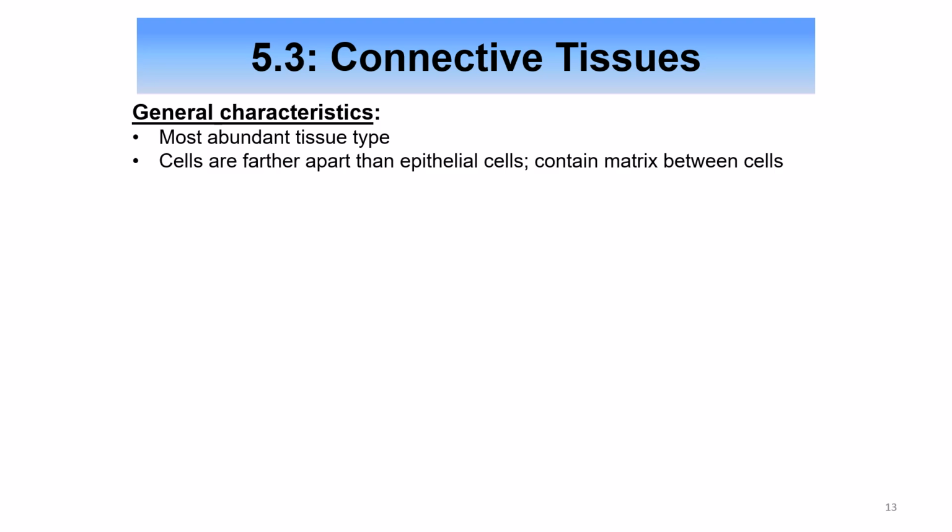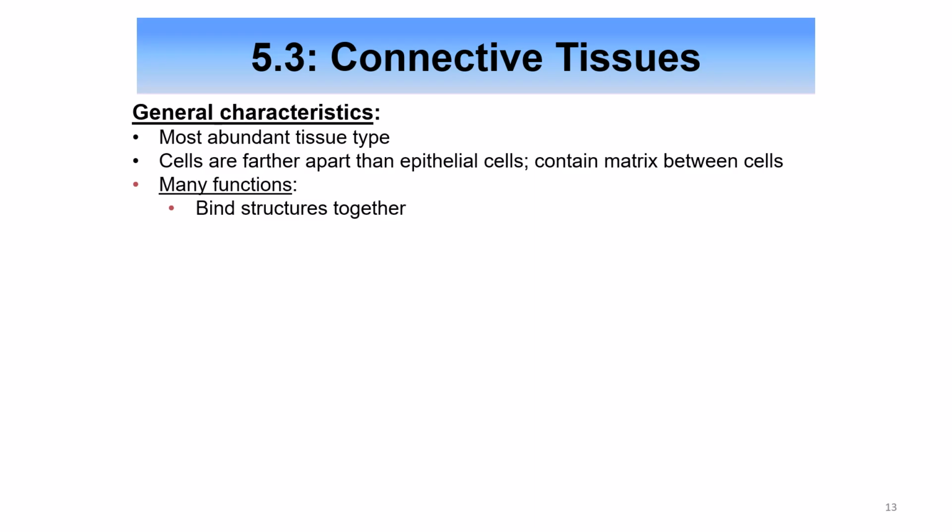Next, we're going into the connective tissues. This is the most abundant tissue type. Here, the cells are actually farther apart than epithelial cells. With epithelial tissues, the cells were tightly packed together, but with connective tissues, there's space in between the cells, and there's matrix between them.